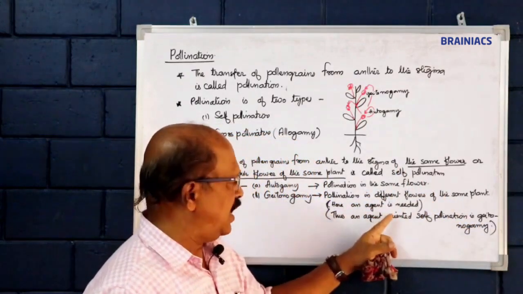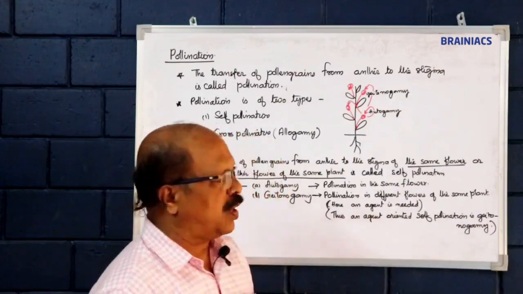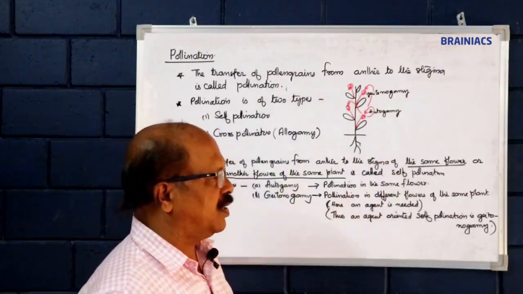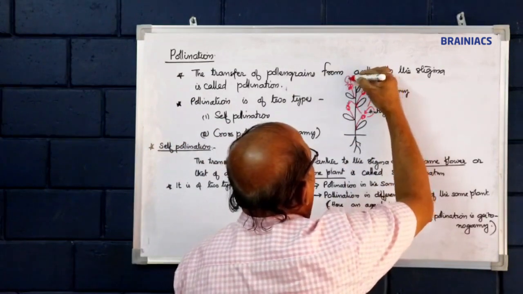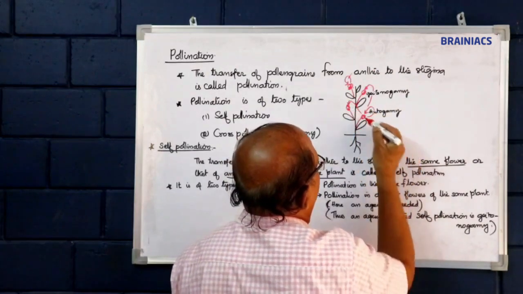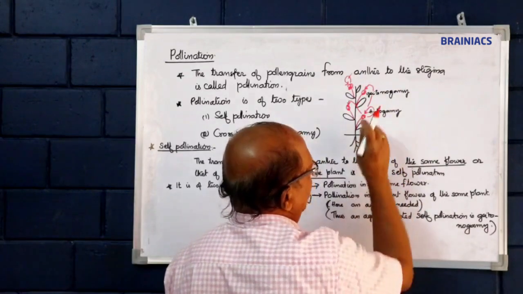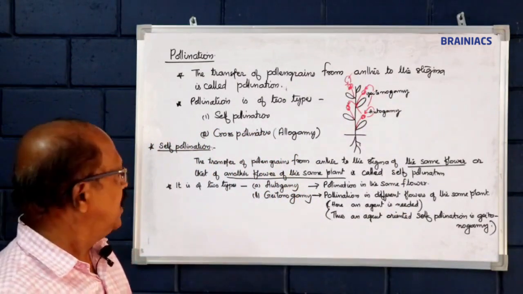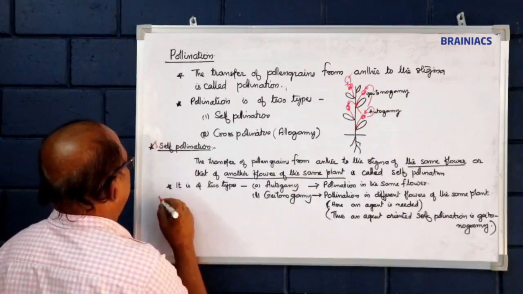Here an agent is needed, thus an agent oriented self-pollination is geitonogamy. See here the figure. A plant with numerous flowers. Pollination takes place here. Autogamy. From this flower to this flower geitonogamy, but the agent is needed. Otherwise, no geitonogamy takes place, though it is self-pollination. Then, second one.